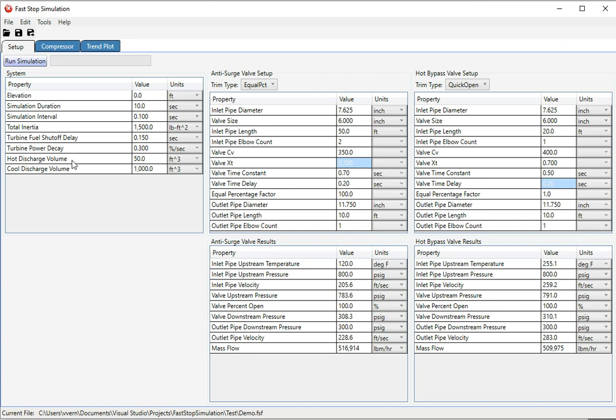Up at the upper left, just some basic system setups: elevation, how long I'll run the simulation, the inertia, which I got from the torsional analysis. Here's modeling the turbine, the fuel shutoff delay, and the power decay. Then the hot volume and the cool volume. Then the two valves, the anti-surge valve shown first, and pipe diameters.